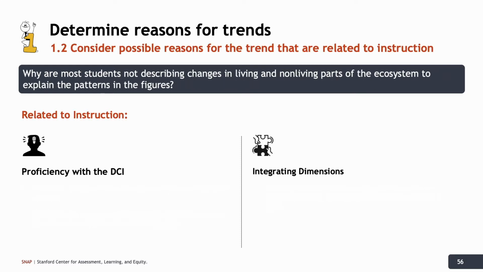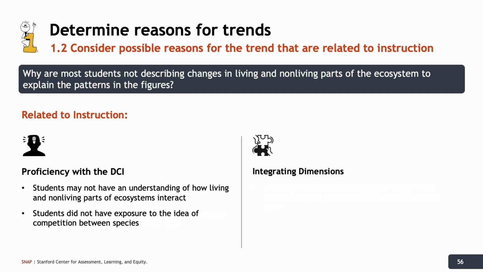For the DCI, we wondered whether the experiences students had with how living and non-living parts of the ecosystems interact were perhaps not sufficient for them to apply that understanding in this task. We also discovered that they were never provided with explicit examples of competition between species, which is one element of the DCI. Similar to the last dimension, students didn't have enough experience integrating the dimensions, meaning they were not often asked to connect their content knowledge to explain the data they were seeing.